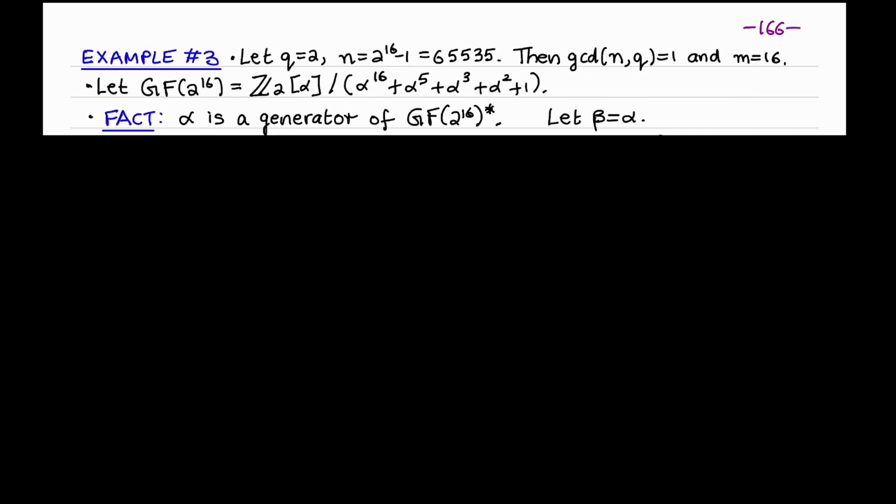Here is a third example of a BCH code. Let q be 2 and n be 2 to the 16 minus 1, which is 65,535. Then n and q are coprime, and the BCH parameter is m equals 16. Let GF(2^16) be represented as polynomials over Z2 modulo this degree 16 irreducible polynomial. It turns out that alpha is a generator of the multiplicative group of GF(2^16). So beta equals alpha is an element of order 2 to the 16 minus 1.